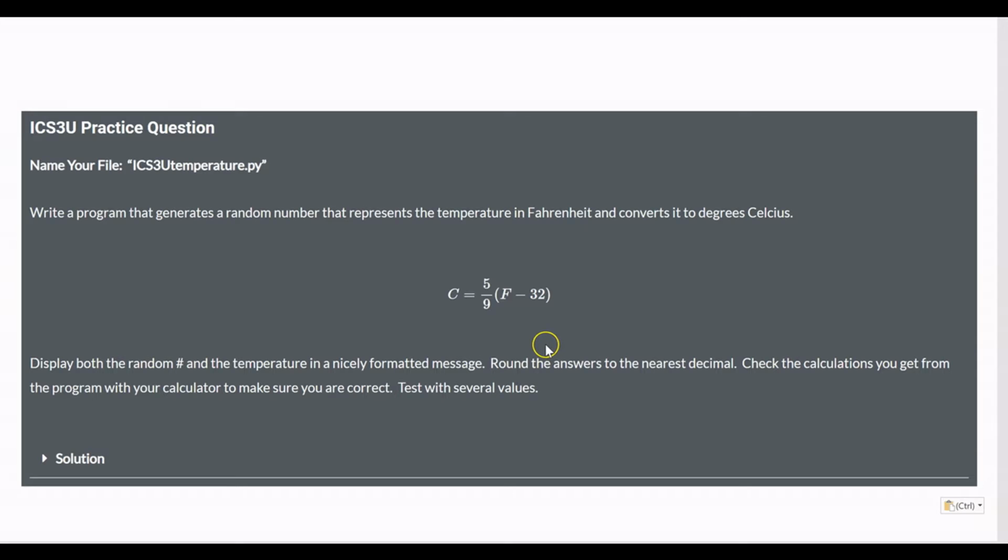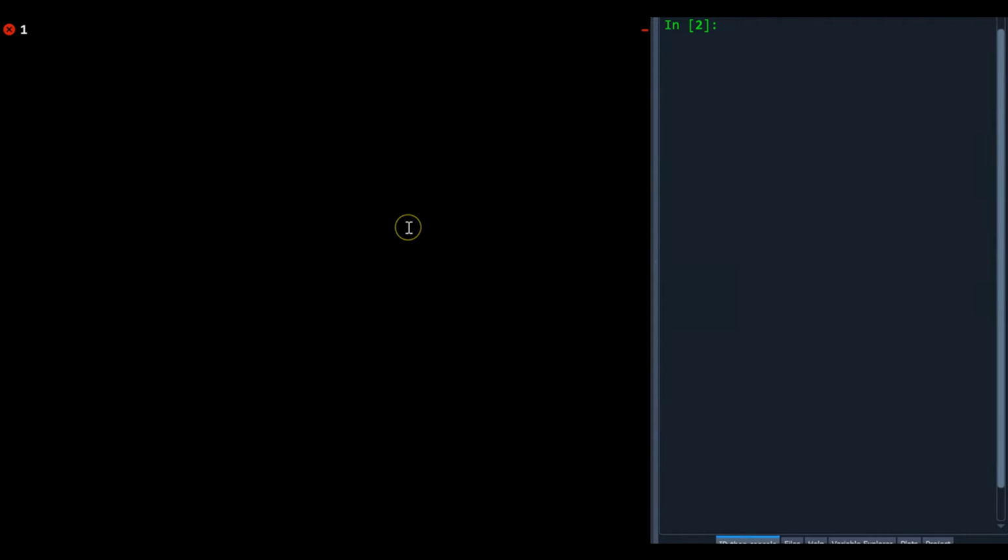So let's go into our IDE and we will get that program written. So we need to import the random library in order to generate the random number. So we'll do import random. And I'm going to generate a random integer just because it's easier. So I'll call my variable for Fahrenheit just f.